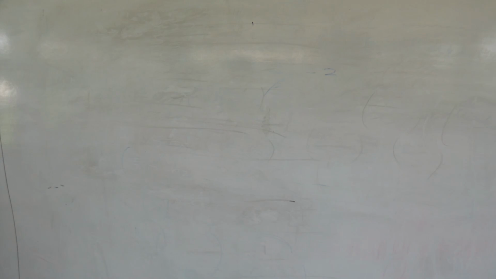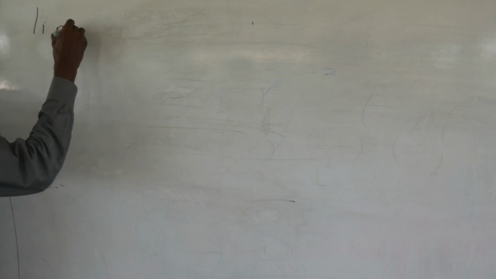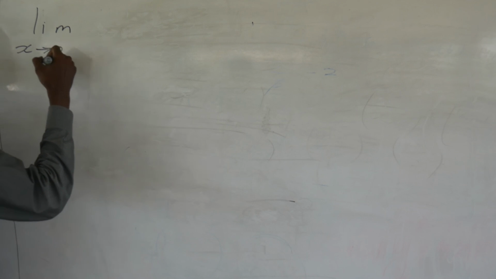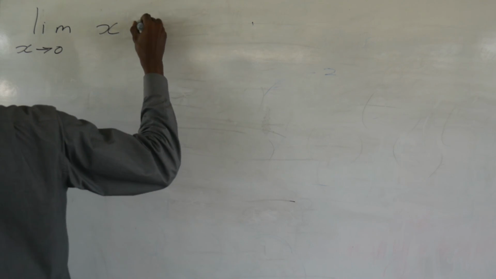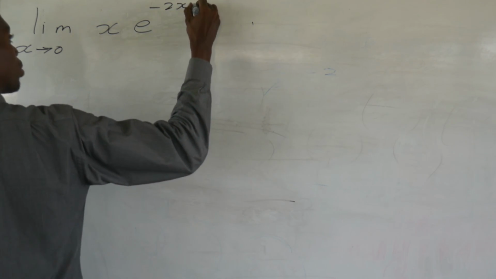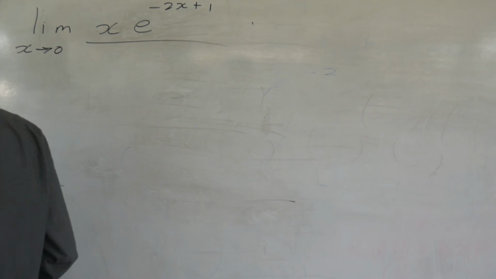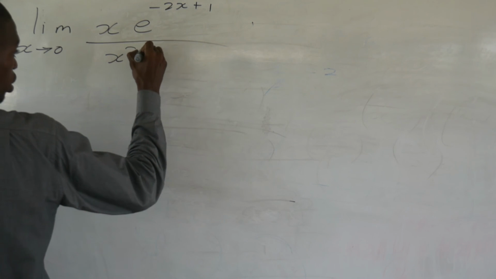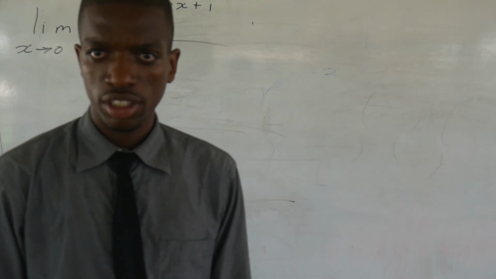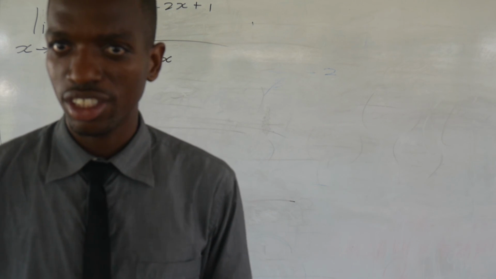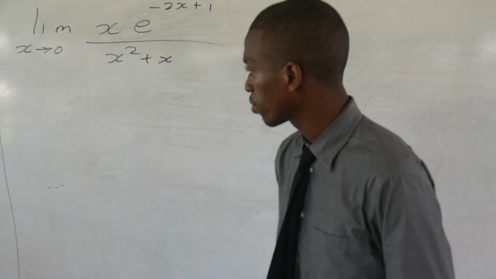Alright, we have the limit as x goes to 0 of x multiplied by e to the minus 2x plus 1 all over x squared plus x. So this one looks intimidating, scary, and all the bad words, right?